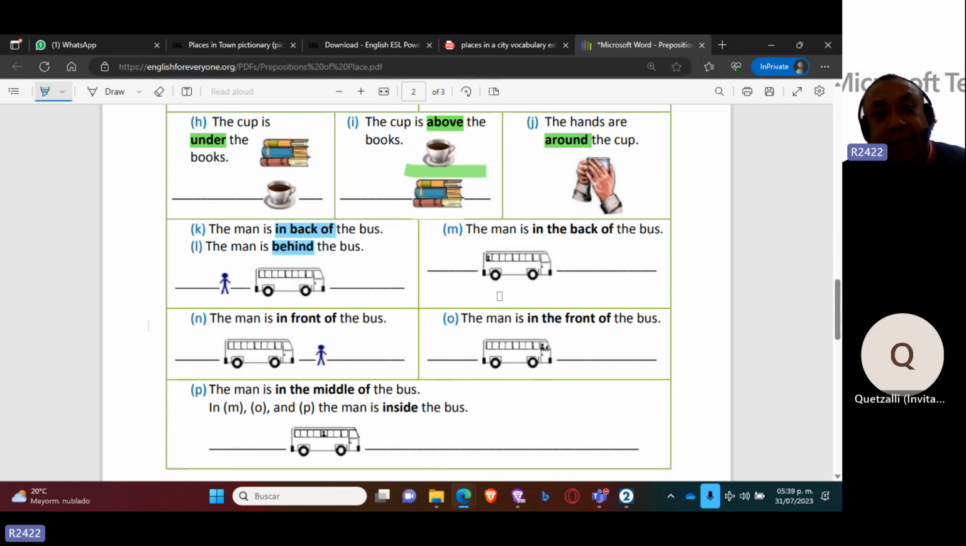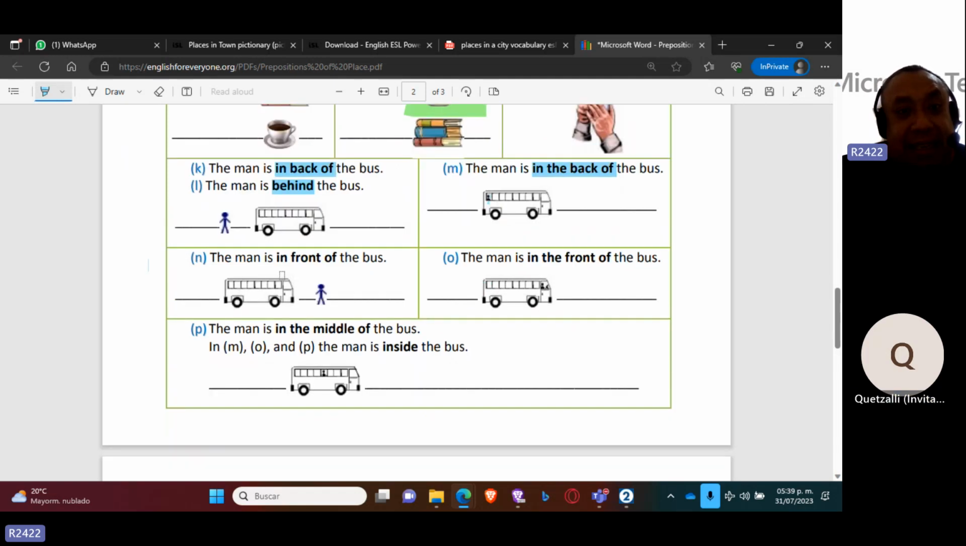Vamos a leer M. The man is in the back of the bus. Exacto. Fíjate qué diferencia. In the back of the bus quiere decir que está adentro del autobús, pero está hasta la parte trasera. ¿Sí lo ves? Y eso está in the back of the bus. Very good.